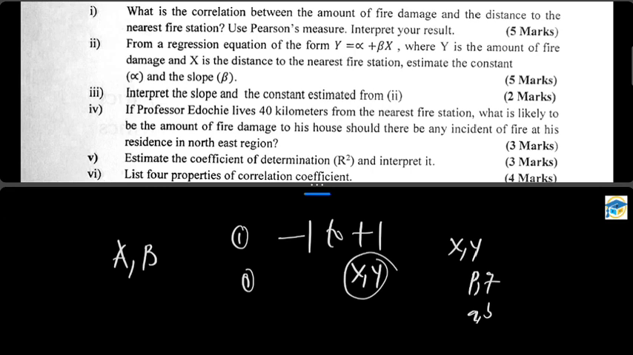So actually, this is where we bring an end to our discussion on the correlation and regression analysis question discussion.